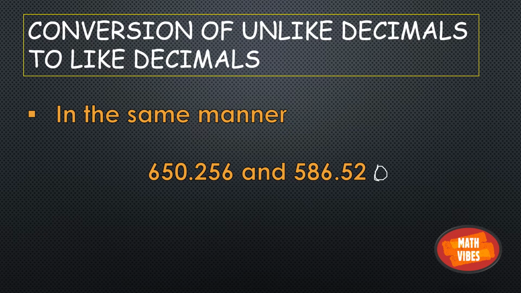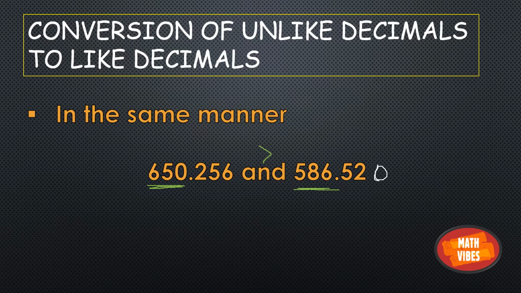Now using the rules of comparison, you can easily compare the two numbers. Compare their whole parts. Obviously over here we can see that the whole part of 650 is bigger and 586 is smaller. So we can say that 650.256 is greater than 586.520.